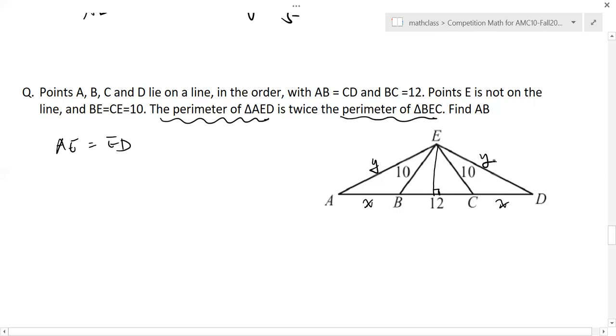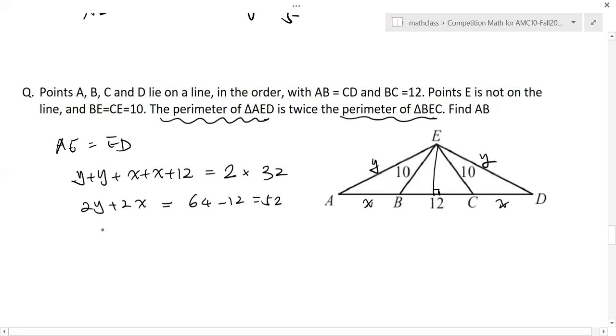Once you have this, you can apply the given information. The perimeter of AED will be y plus x plus 12 plus y, right? That is given information, and that is going to be twice the perimeter of BEC. BEC is given, right? BEC is 32. So this is the identity you get. After you simplify it, you get 2y plus 2x equals 64 minus 12, okay? That'll be 52. So x plus y equals 26. All right, so you get the sum, x plus y.